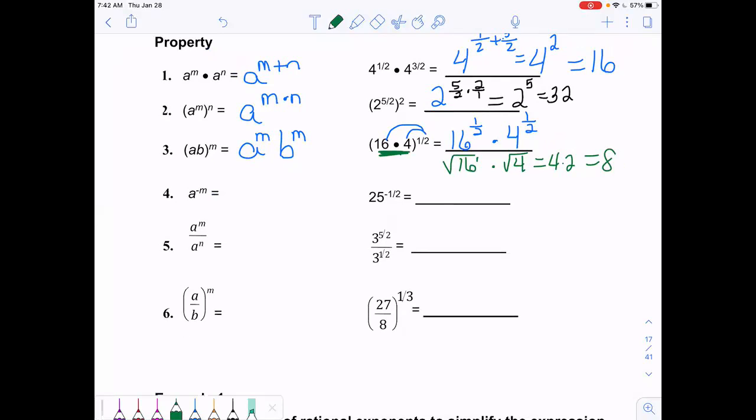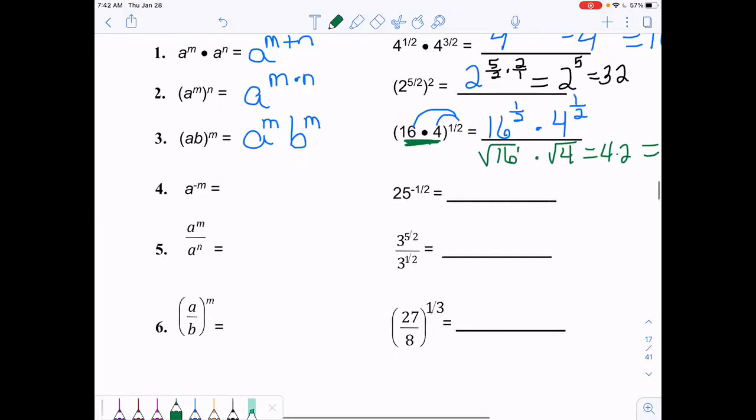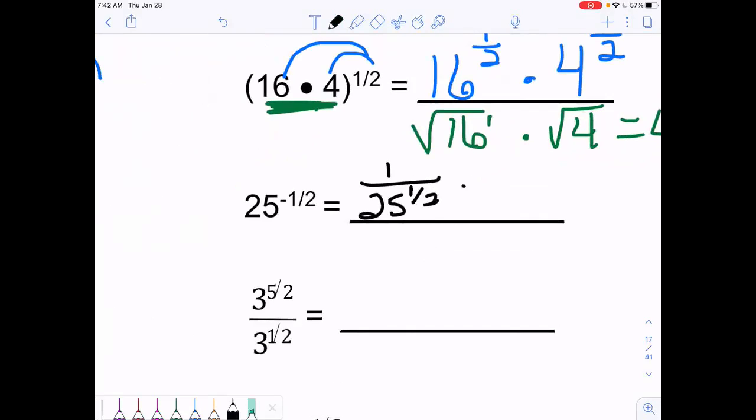All right. Number 4 is our negative exponent property. Gabby Snyder, when you have a negative exponent, what happens? Yeah, it becomes a fraction. So it goes underneath the power, not the power, the number 1. So a to the negative m is 1 over a to the m, which means that we have 1 over 25 to the 1/2, which is really 1 over the square root of 25.